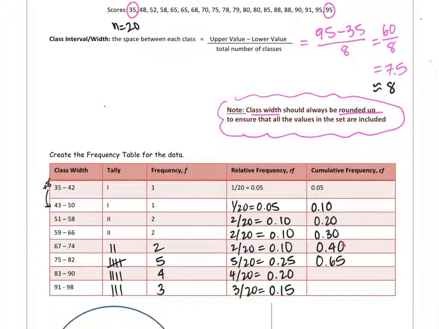I hope you guys are noticing a pattern, but a quick way you can also add is always take the number here on the right hand side and add it with the number diagonal from it. So if you take 0.4 and add it with 0.25, you get 0.65. So if you take 0.65, add it with 0.2, you get 0.8. That's just a faster way you can add and get your cumulative frequency.